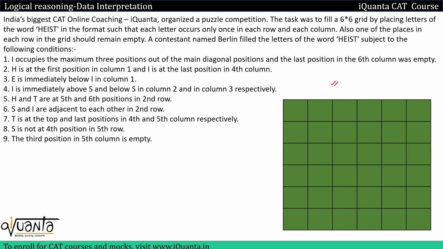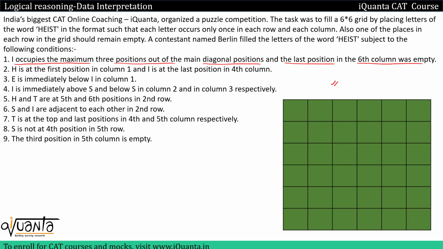Okay. So here we have I occupies the maximum 3 positions out of the main diagonal positions, and the last position in the sixth column was empty. So this only tells us that I will occupy maximum 3 positions in the main diagonal. So what is the main diagonal? This is the main diagonal. But since we have 6 places in this main diagonal, we do not know which 3 positions I is occupying. So this is not a direct clue. We cannot put it directly into the table.